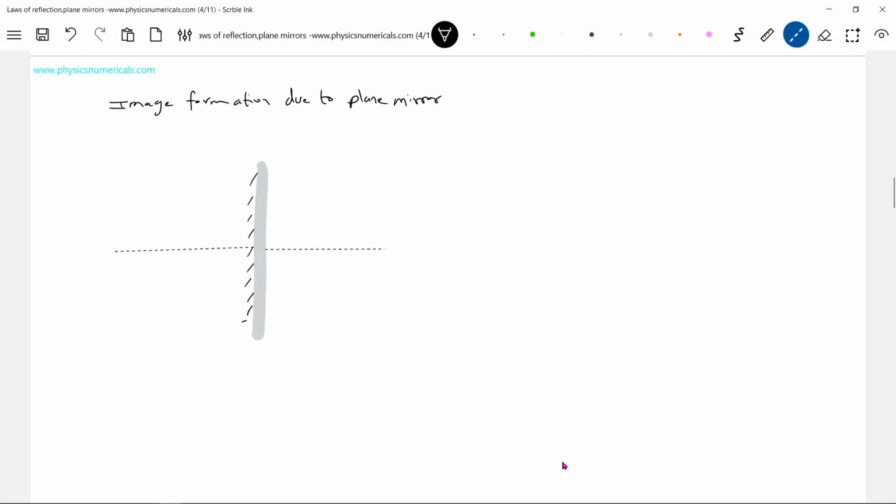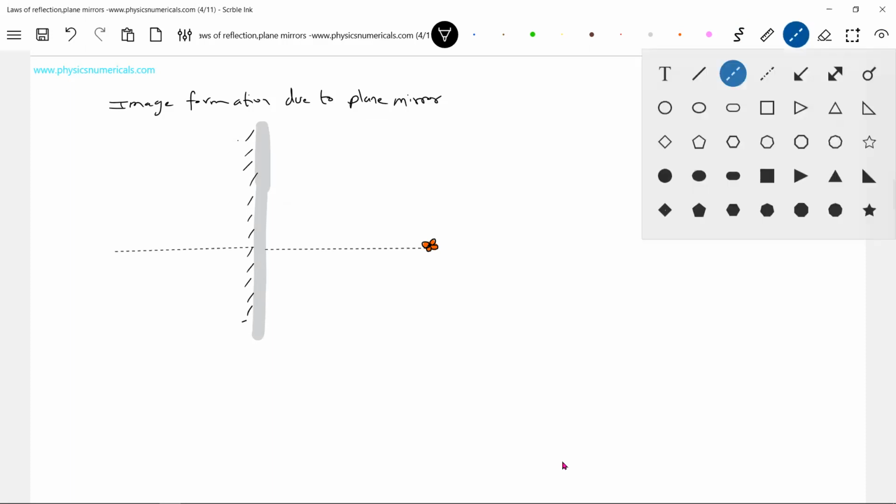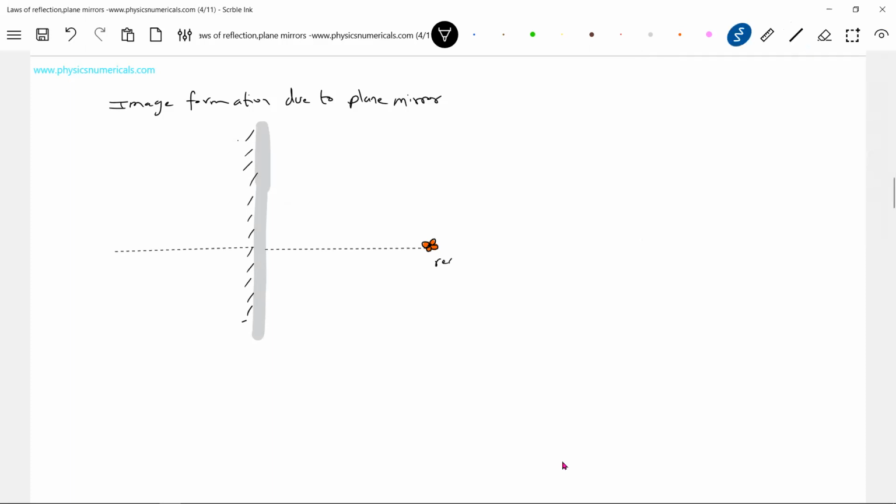Let the object be a flower. There's an object. So what is the method here? How to study the reflection concept here? There's a luminous object, so it will send the rays. It will make the rays either the real object.